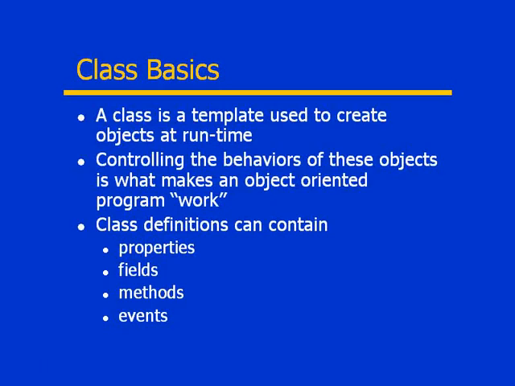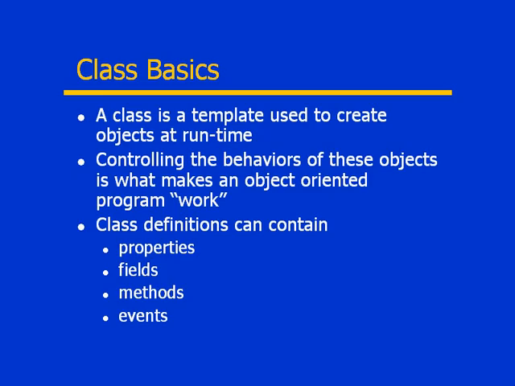So you can think of a class basically as a template that we're going to use to create objects at runtime. There's an important distinction between the concept of a class and an object. The class is basically the template or the cookie cutter that you use to generate objects. The objects, when your application is physically running, represent the implementations or instantiations of those classes.